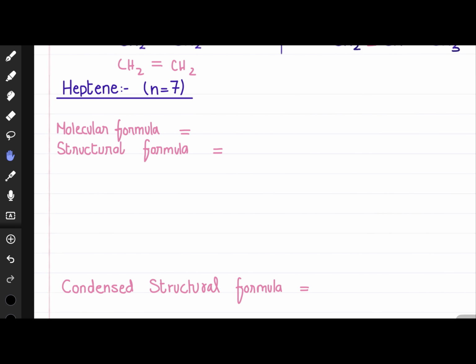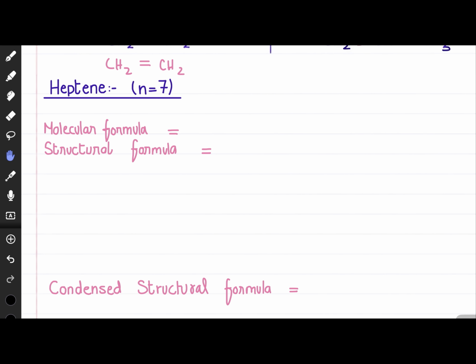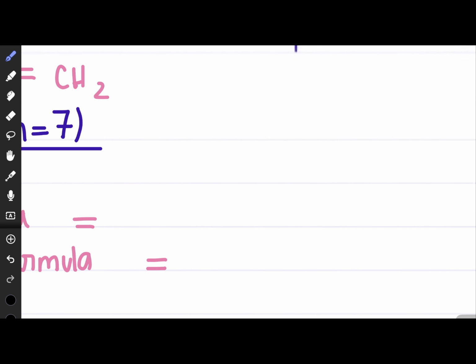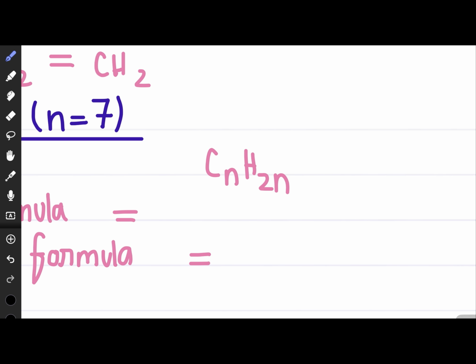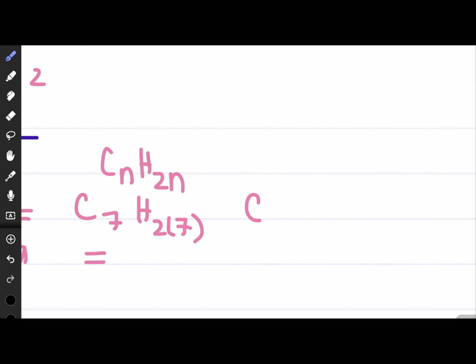So we're talking about heptene here. Firstly, we're going to use the general formula to write down its molecular formula. The general formula of alkene is CnH2n, and n is 7 here, so we're going to put in n as 7, and 2 multiplied by 7. And this is how the molecular formula of heptene is C7H14.